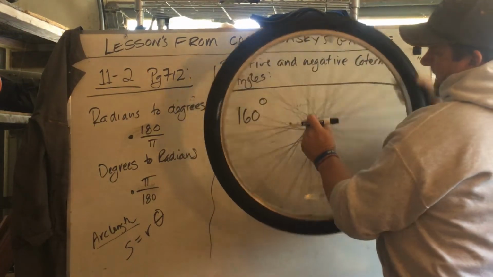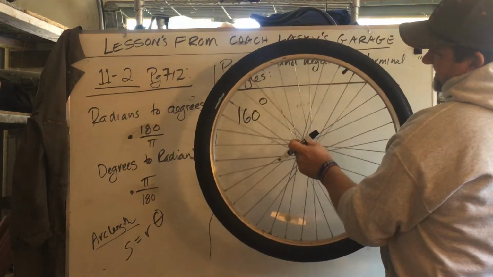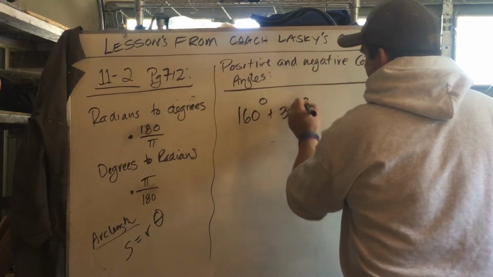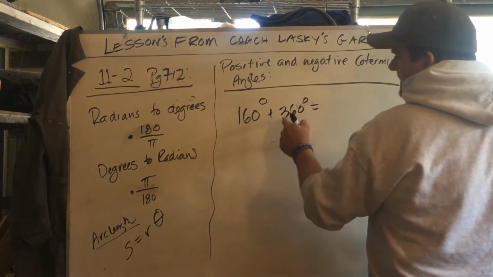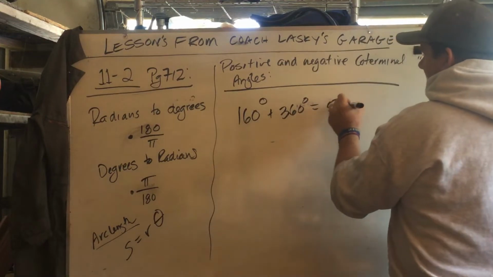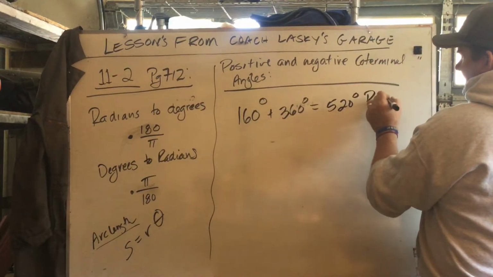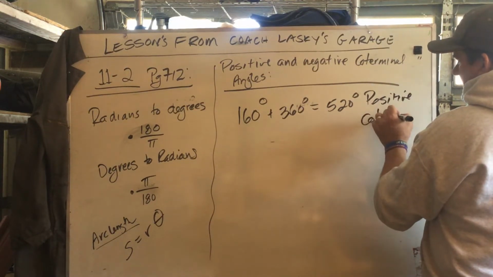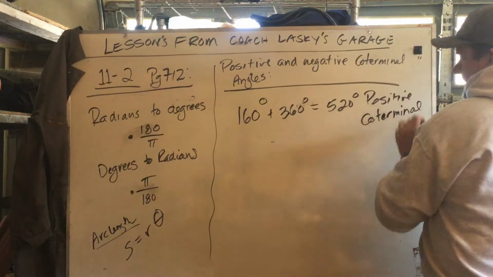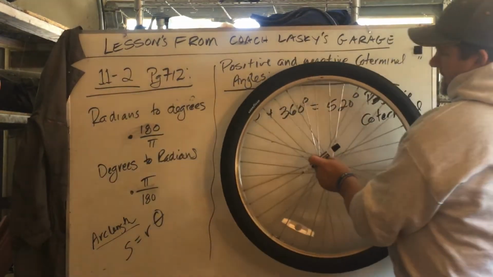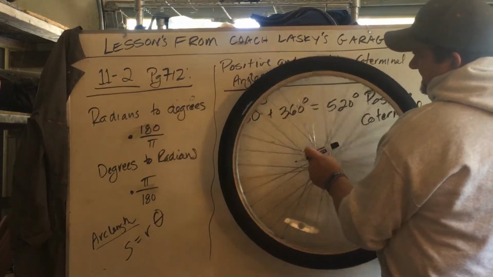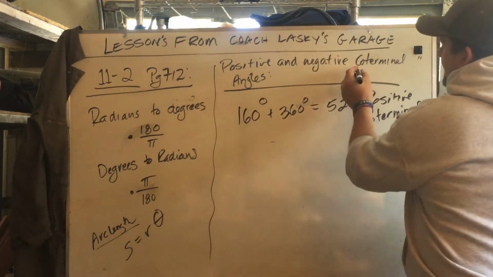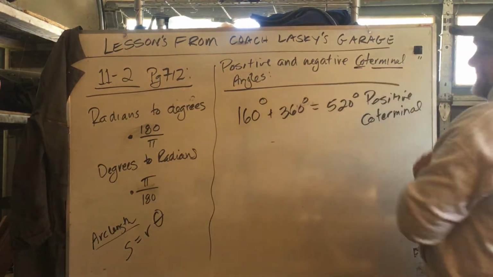Now I'm going to rotate that all the way around to where it stops again. How far did I go? I went another 360 degrees. So add those two together, that's going to be 520 degrees. That's a positive coterminal, meaning they're equivalent spots. Look, 160 is right here. If I spin the tire forward, go around one rotation, I end up in the exact same spot. Coterminal, exact same ending point.